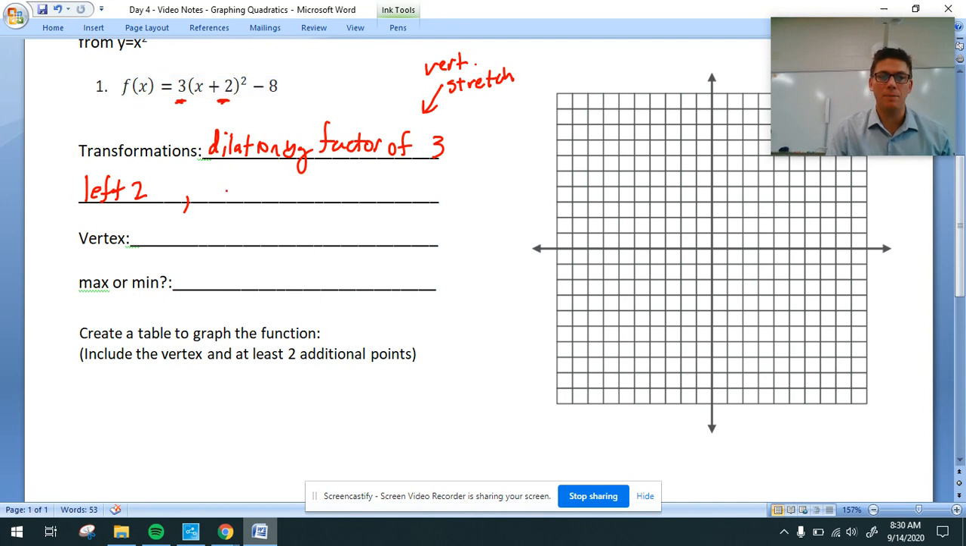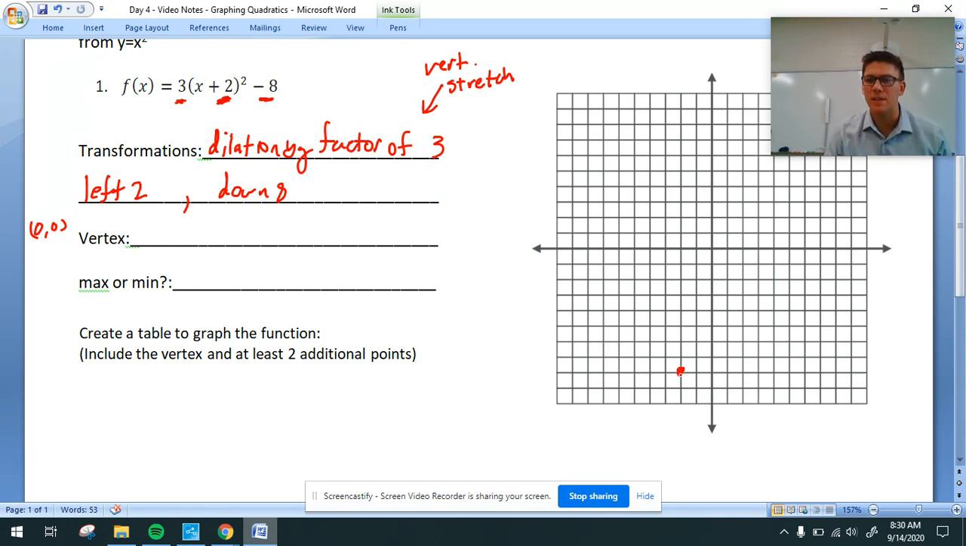And this -8 means it's going to move it down 8. You could say a vertical shift down 8. So where's the vertex? These two values here, if the vertex is usually 0, 0, it's not anymore. We know it's moving to the left 2 and down 8. Left 2, down 8. 1, 2, 3, 4, 5, 6, 7, 8.